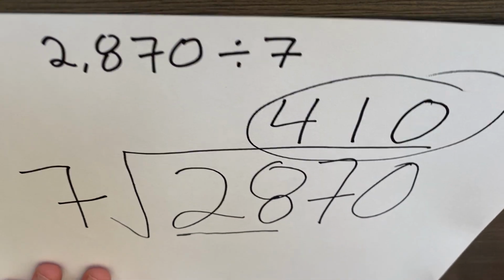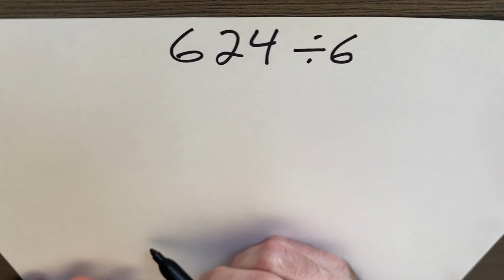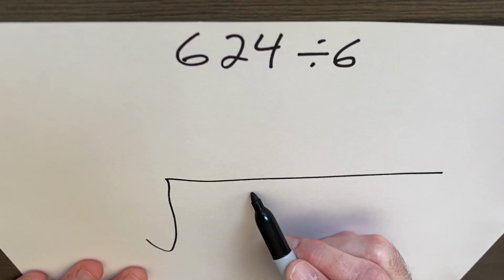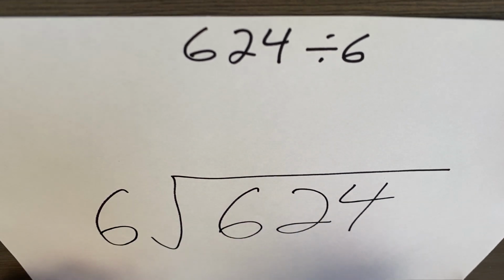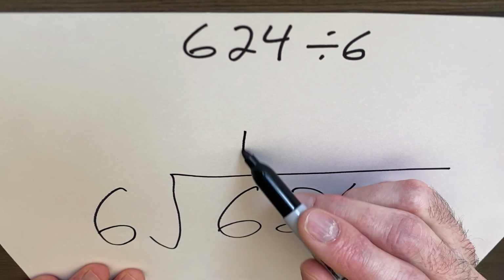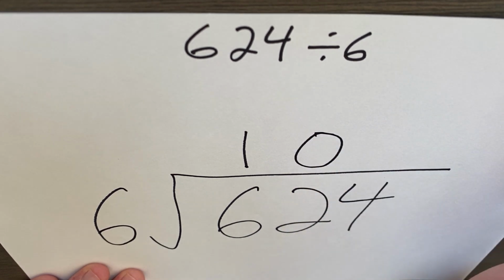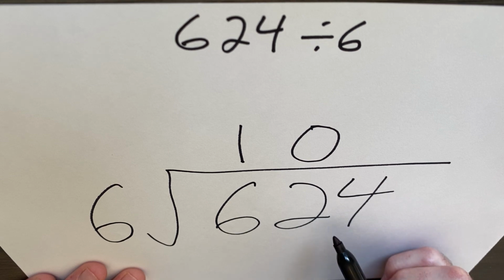Let's do one more example. Let's do 624 divided by 6. So again, I will rewrite it as usual. And I'll ask myself, how many times does 6 go into 6? 1 time. How many times does 6 go into 2? 0 times. With a remainder of 2.